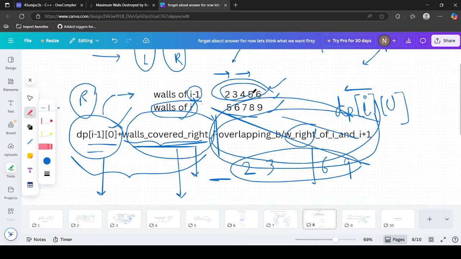So here the overlapping of 2 to 6 and 5 to 9 is what? They are 5 and 6, which is 2. So 5 and 6 are the only two indices that appear in both, and the count is 2. So we are double counting 5 and 6, so we are simply removing this. From this we got the transition also. Having dp of i minus 1 for 0 and 1, we can find dp of i for 0 and 1 by finding our overlapping correctly and number of walls correctly.